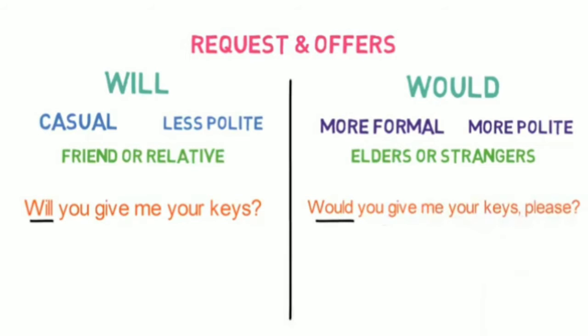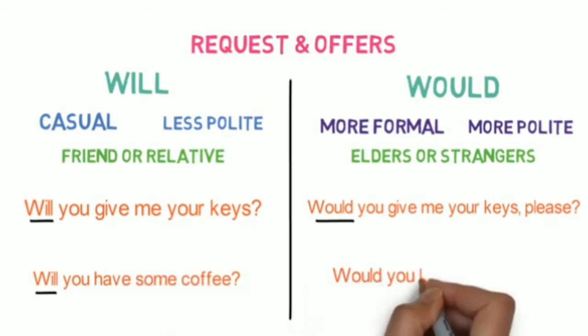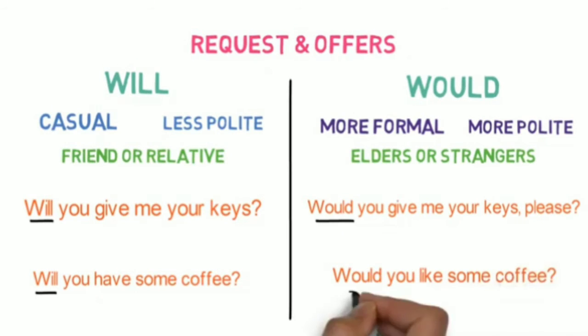Let's look into an example where an offer is made. Will you have some coffee? Here, the modal verb will is used to make an offer casually. Would you like some coffee? Here, would is used to make an offer formally. Let's look into the next usage of modal verbs will and would.